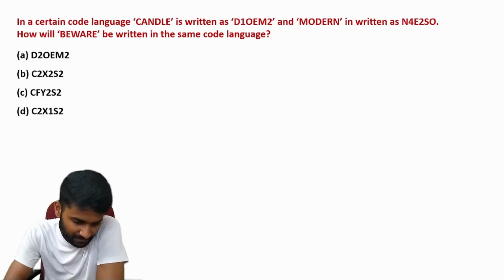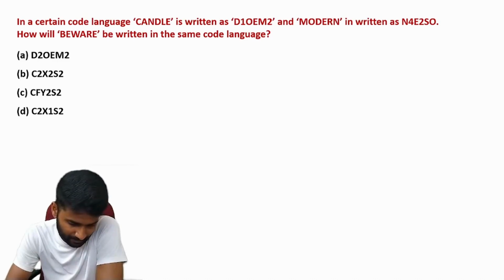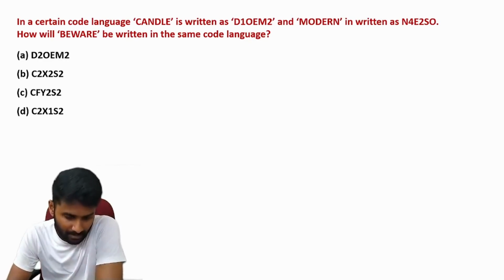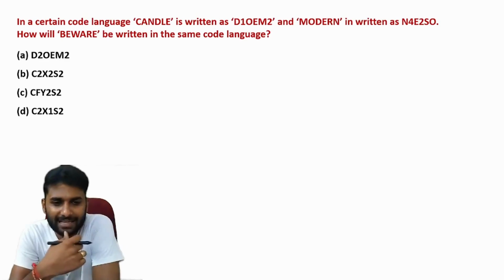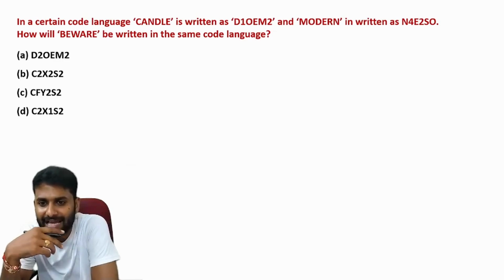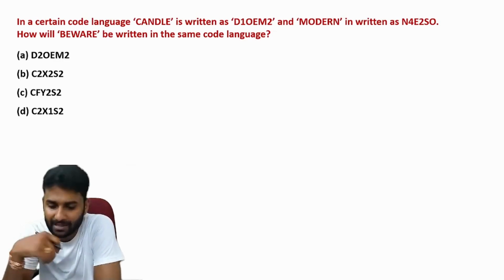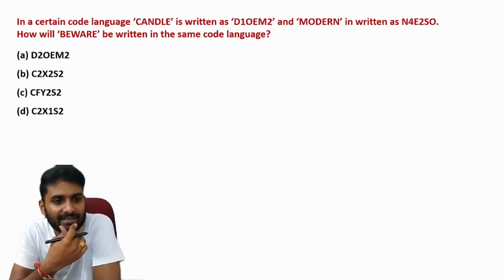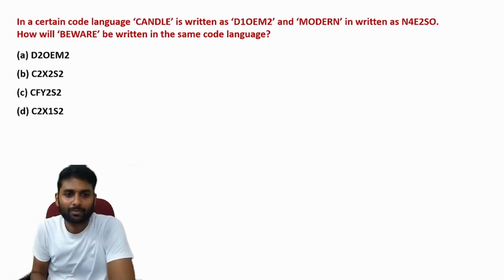Next, try this question. Now see, in a certain code language CANDLE is written as D1OEM2, and MODERN is written as N4E2SO. How will BEWARE be written in the same code language?